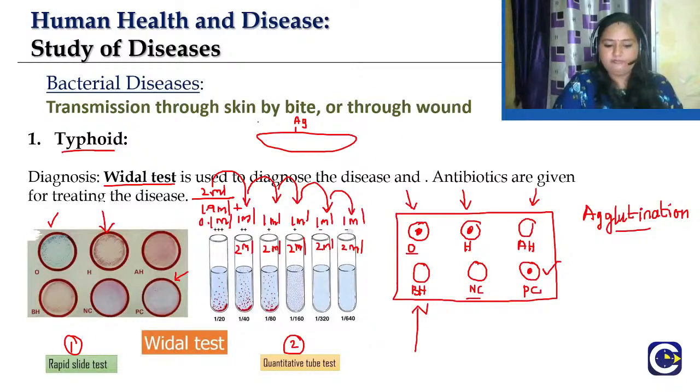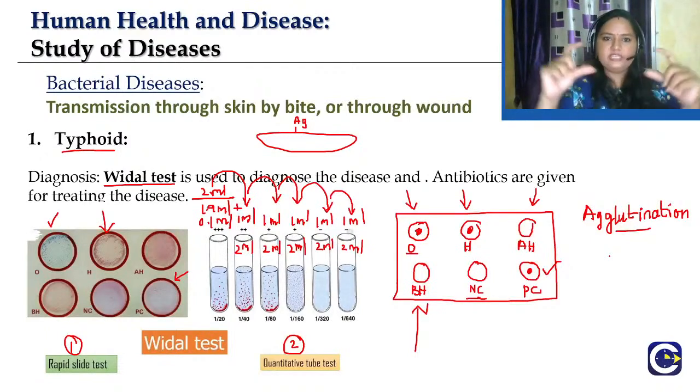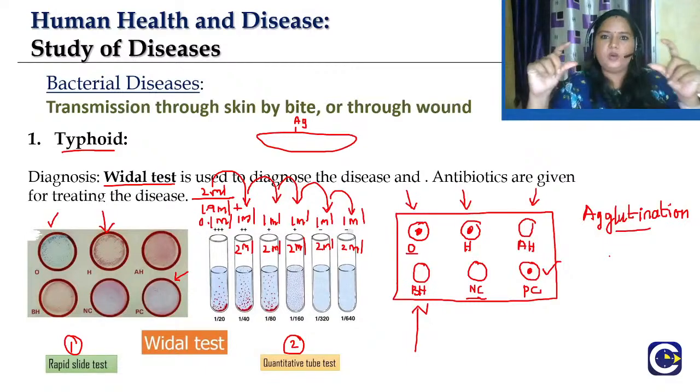Okay, Kirtana, I'll definitely explain NC and PC again. NC is nothing but the negative control. Negative control means it is to show that there is no agglutination. This kit will have all the antigens and antibodies ready. Along with this slide, you will get O antigen, H antigen, AH antigen, BH antigen, negative control and positive control. All these will come in small vials.